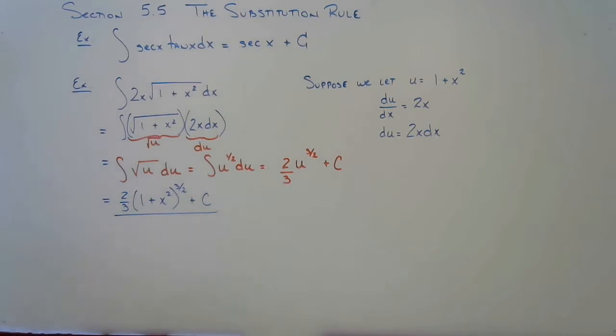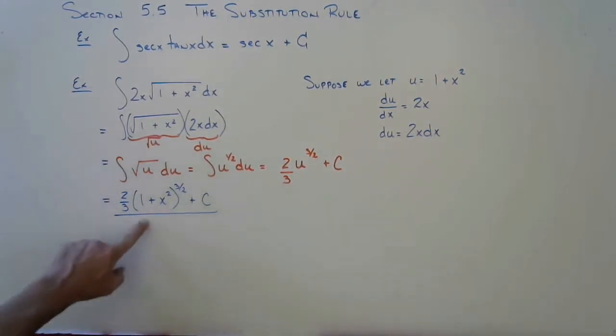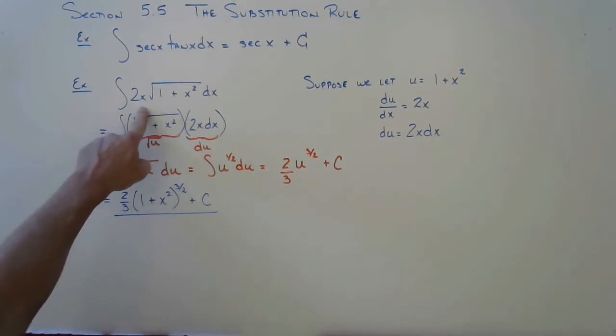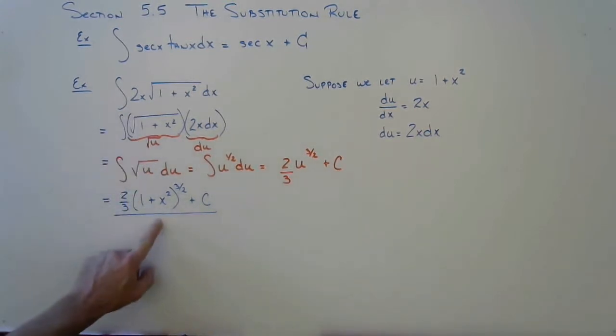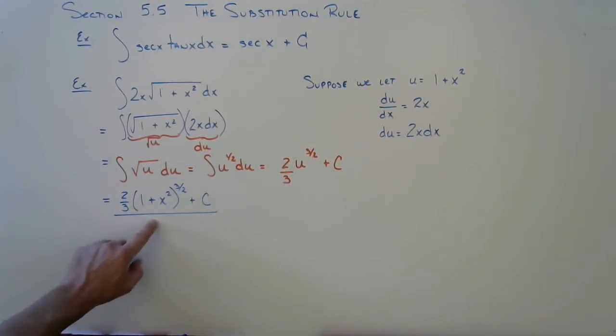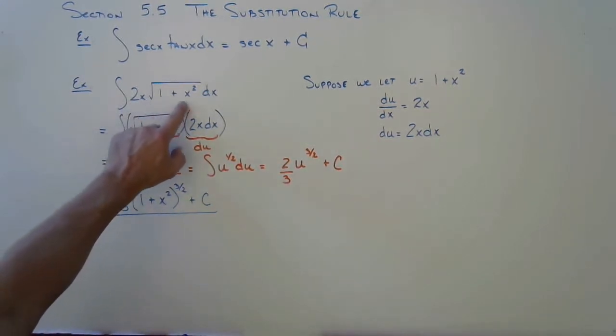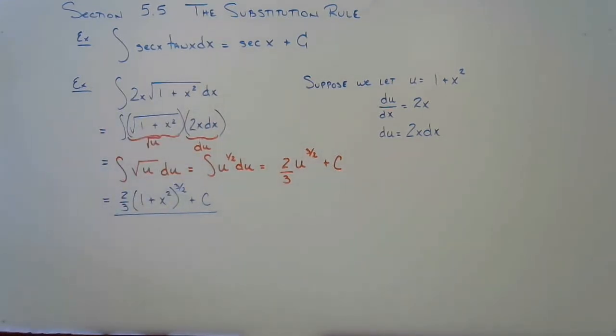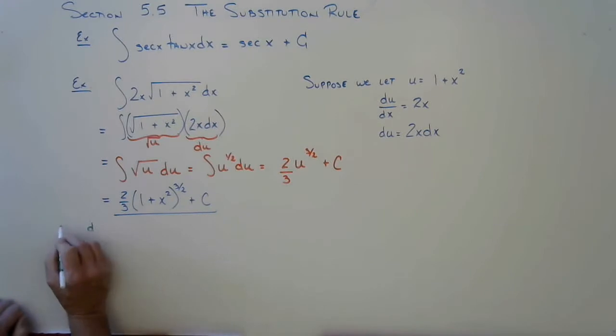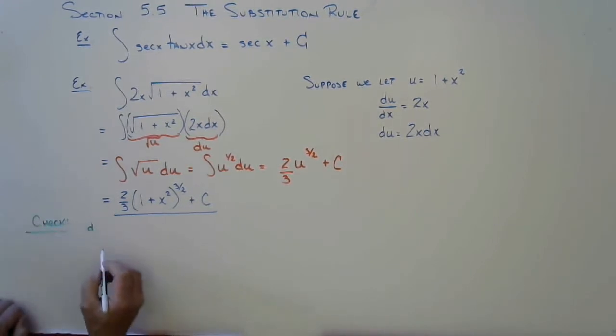Now, how do we know if we're correct? Well, remember, this is the antiderivative of this integrand. So if I take the derivative of this, I should ultimately end up with 2x times the square root of 1 plus x squared. We can always check our integral by taking the derivative of our solution and seeing if we get the integrand back. So let's do that. Let's check. It's not hard to check.